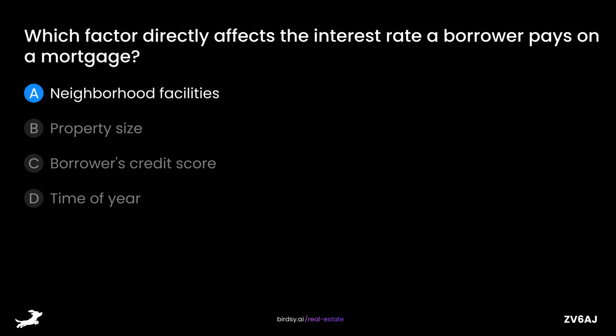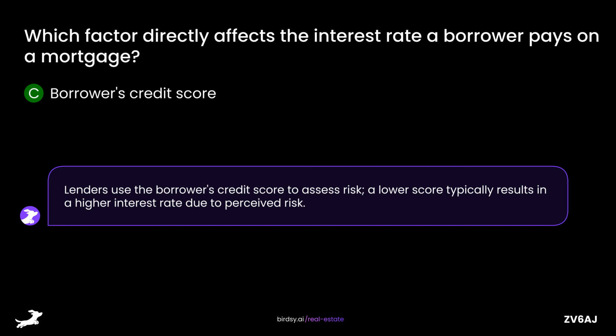Is it A, neighborhood facilities, B, property size, C, borrower's credit score, or D, time of year? The answer is C, borrower's credit score. Lenders use the borrower's credit score to assess risk. A lower score typically results in a higher interest rate due to perceived risk.